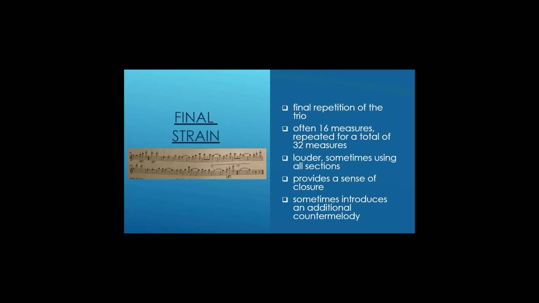The next part of the march is called the final strain. It's the final repetition of the trio. Often, once again, 16 measures repeated for a total of 32 measures. It's louder and uses more sections of instruments. It should provide a sense of closure, and it sometimes introduces an additional counter melody. So this is the final strain of Semper Fidelis.